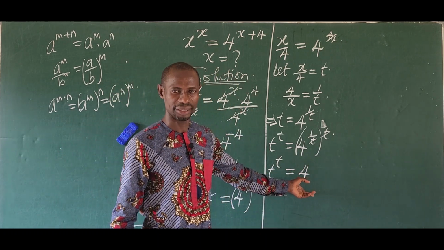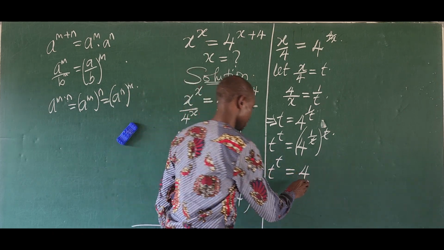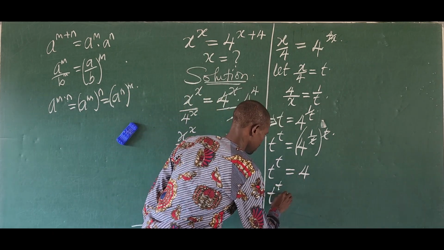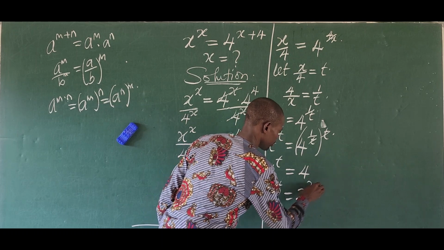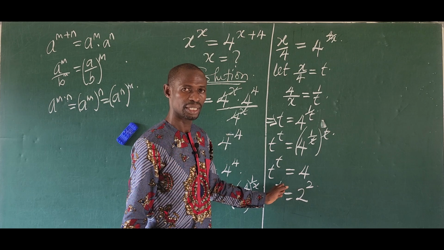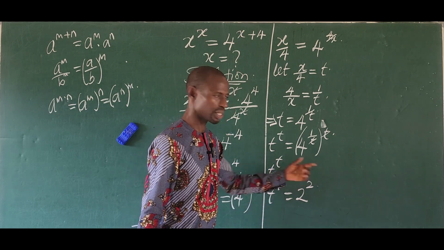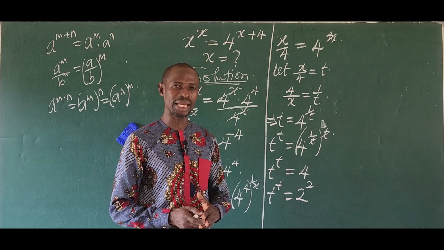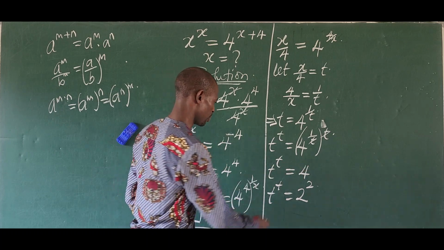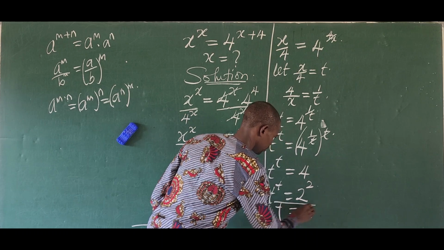4 is a perfect square. So we can write 4 as 2 to the power of 2. So rewriting this is going to give us t to the power of t is equal to 2 to the power of 2. Look at the left-hand side of the equation, t to the power of t. So this variable is raised to its own self, and this constant is raised to its own self. So we can equate the exponent or the base. And so it all means that t is equal to 2.